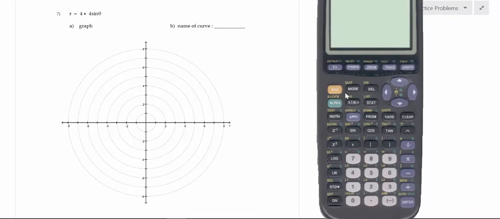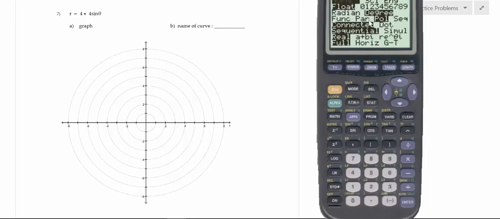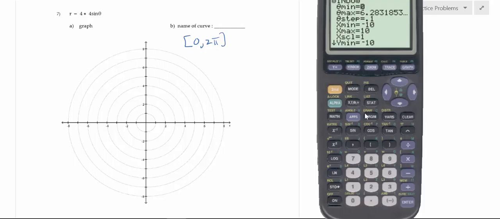Just to review what you do on this, if you press your mode button, you want to make sure that you're in polar mode. If you were in function mode, you'd want to move that over to polar and press enter. Now with this particular problem, typically I might give you an interval. We're going to graph this from 0 to 2 pi, and then you can use the window of the polar graph that I give you. So you want to go ahead and get your window set up.